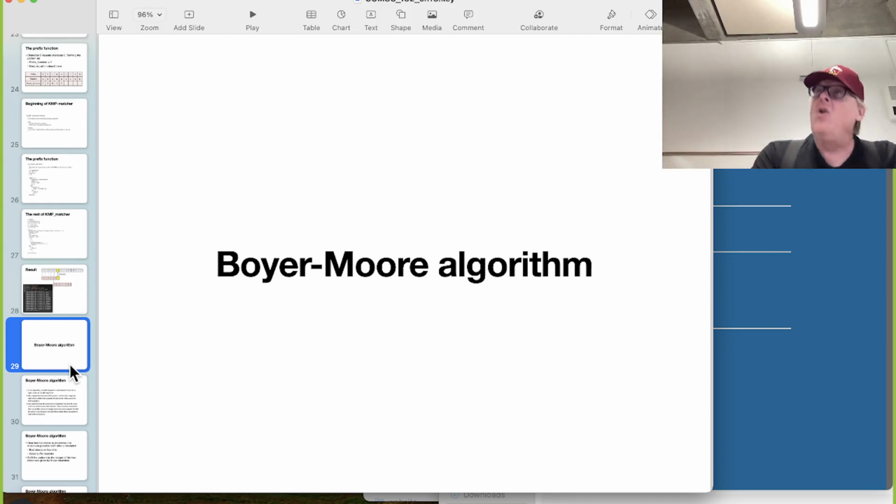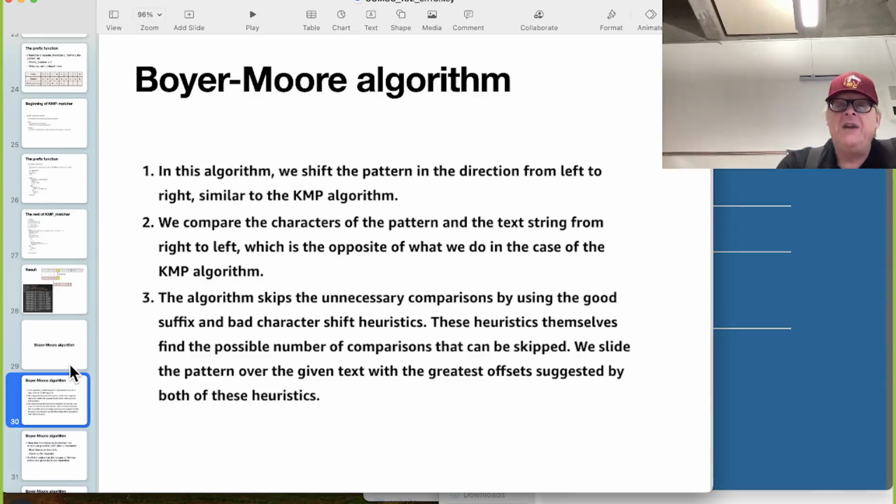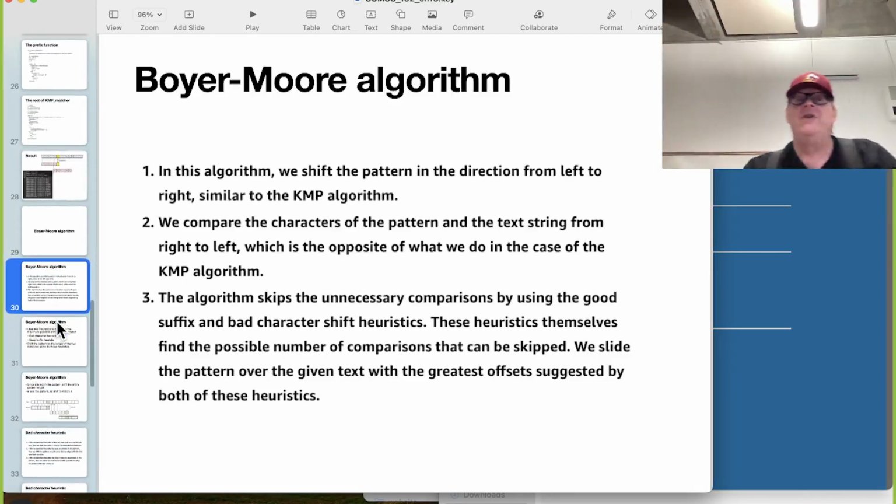The Boyer-Moore algorithm saves even more time, but it is more complex. What it does is you're going to shift the pattern from left to right, like you did, but you're going to compare from right to left. And you're going to skip unnecessary comparisons by using 2 heuristics, good suffix and bad character. And they're like that prefix function we saw before. They tell it how many comparisons you don't need to make.